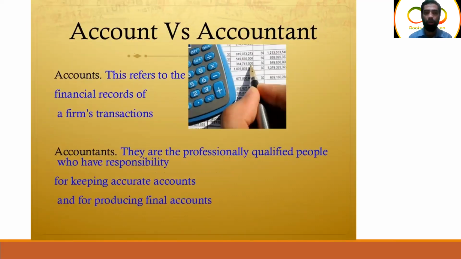So first, we need to understand the difference between an account and an accountant. An account refers to the financial records, all the financial records of the business transactions that occur in a business, and an accountant is the one who maintains, who prepares, and accurately forms the accounts or the financial records for a business or a firm.